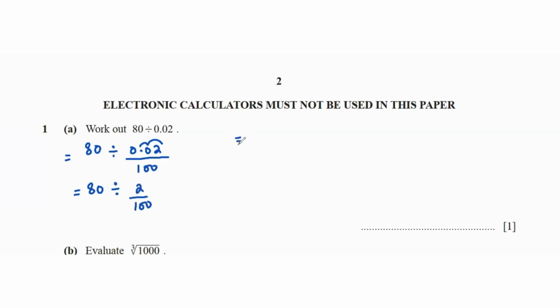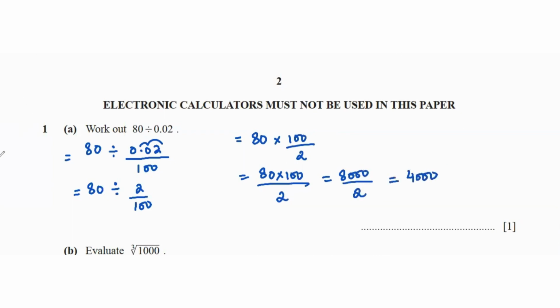Take the reciprocal of the fraction, so it's going to be 80 times 100 over 2 now. 80 times 100 is 8,000, and 8,000 divided by 2 is 4,000. That's your answer.